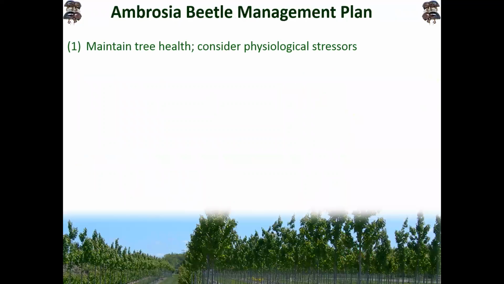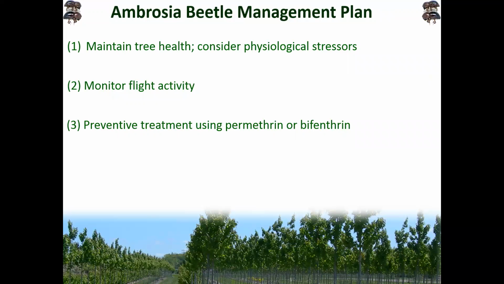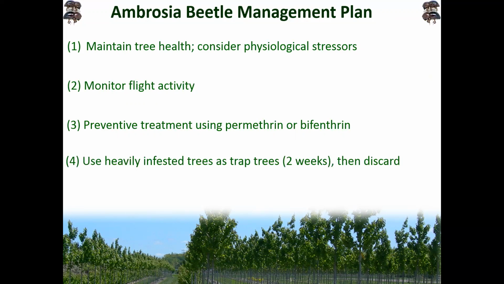In terms of a management plan, again, maintain tree health, consider physiological stressors, monitor spring flight activity using ethanol baited traps, and use preventive treatments with permethrin or bifenthrin, depending on, of course, what is on the label for your particular commodity. And you can use heavily infested trees as trap trees for a couple of weeks after the attacks are first detected. And then for those heavily infested trees, you would want to cut them down and essentially burn or chip them to a very fine chip.